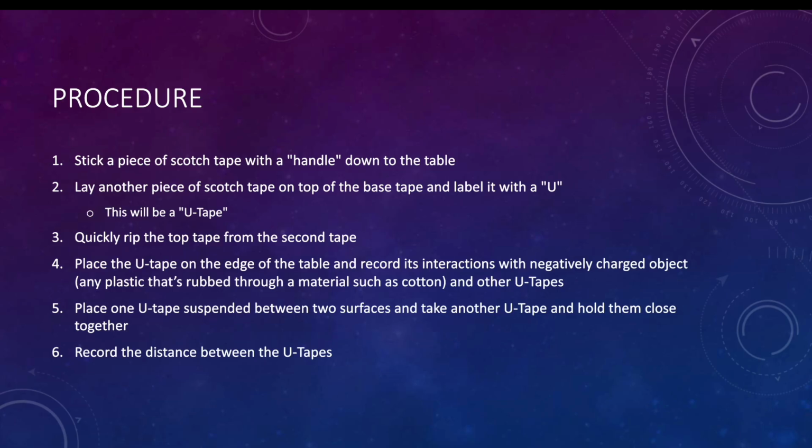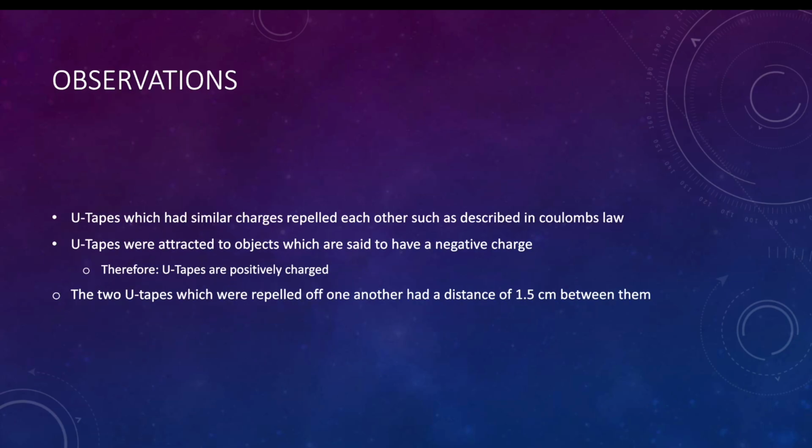to eventually model in GlowScript. Observations: the U-tapes which had similar charges repelled each other, as described in Coulomb's law. The U-tapes were attracted to objects that were said to have negative charge, and so they have a positive charge. And the two U-tapes repelled off each other had a distance of 1.5 centimeters between them.